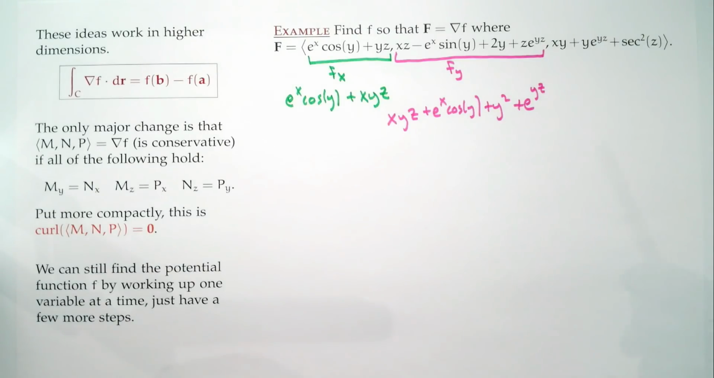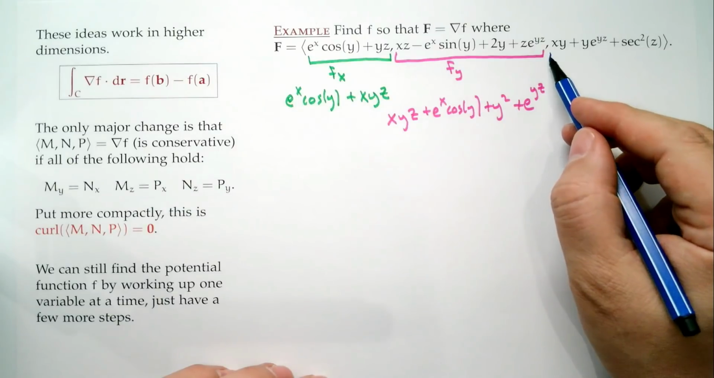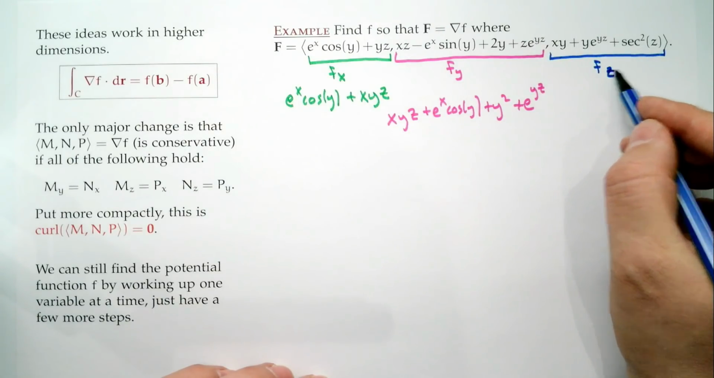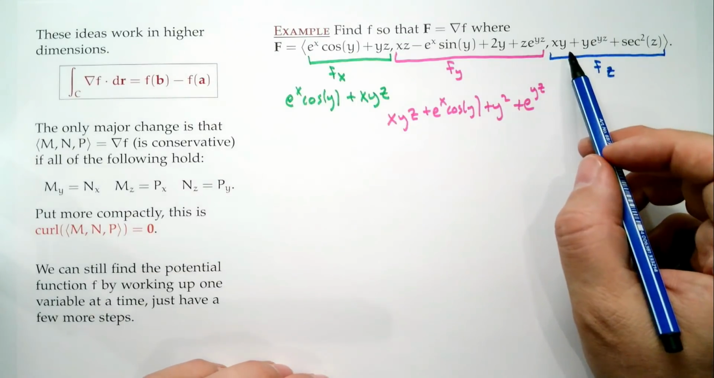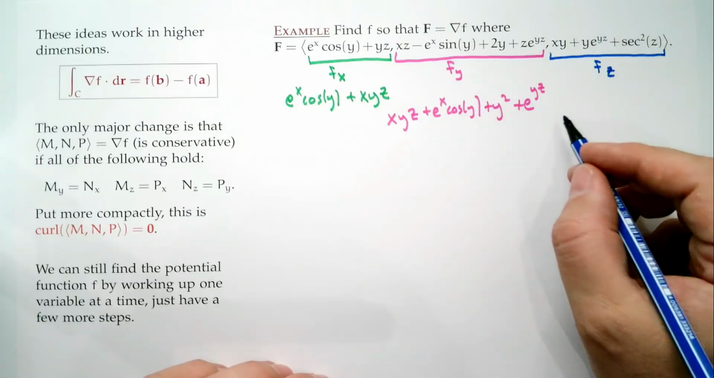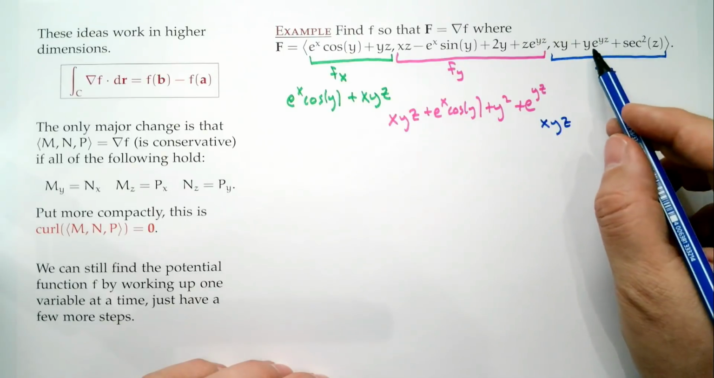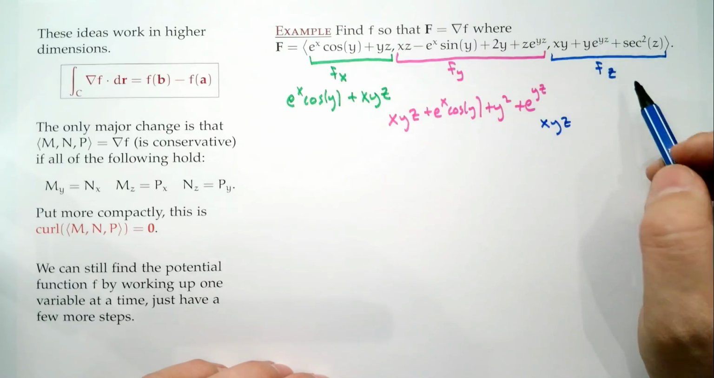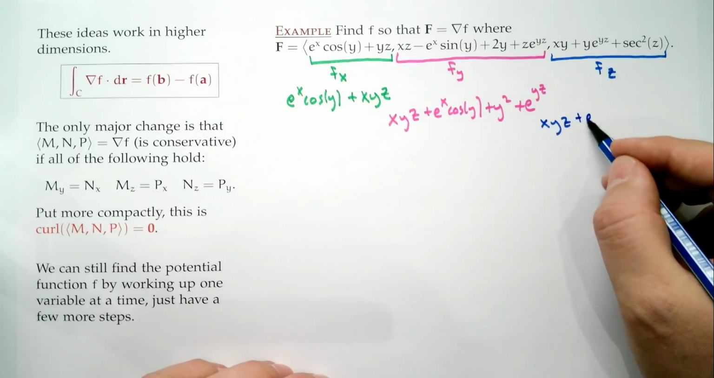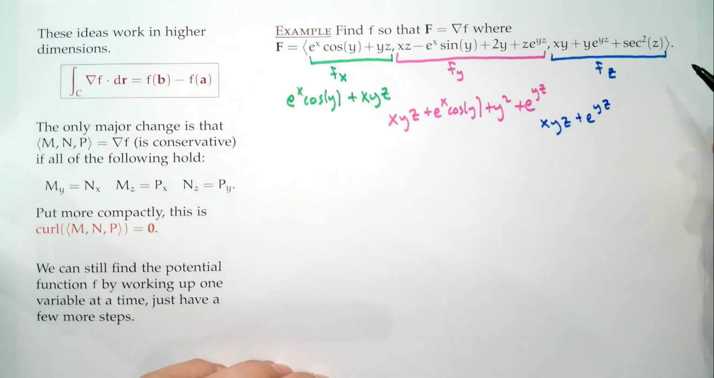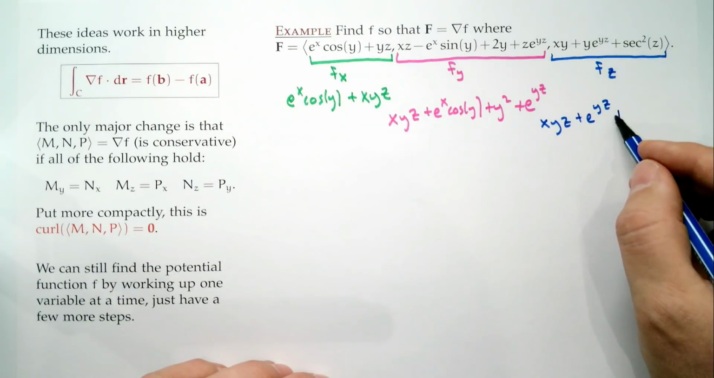And now we come to our last slot. This will be our derivative of our function with respect to z. All right, so the derivative of xy with respect to z, xyz. Derivative of y e to the yz with respect to z, e to the yz. Antiderivative of secant squared z with respect to z, tangent.